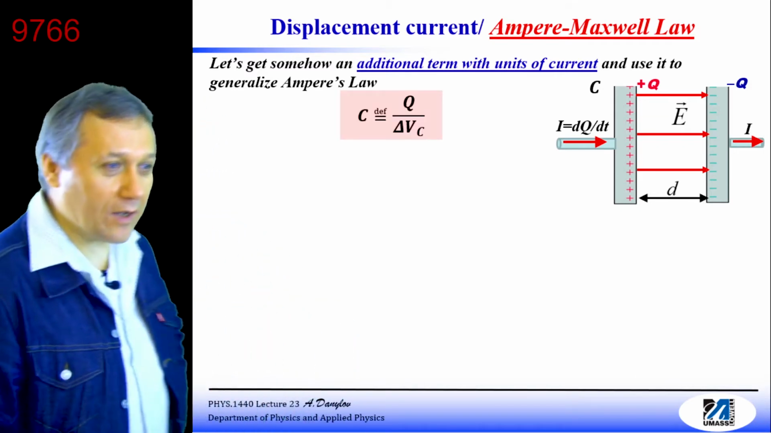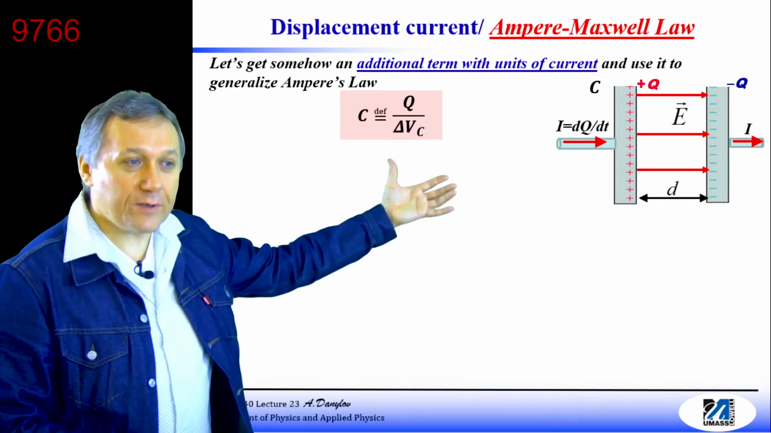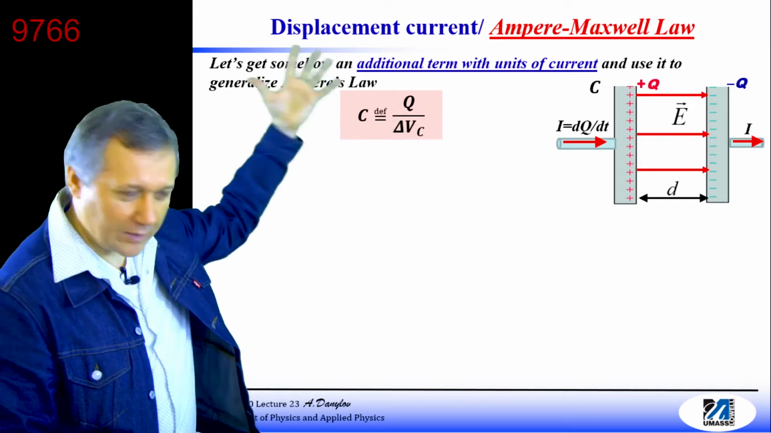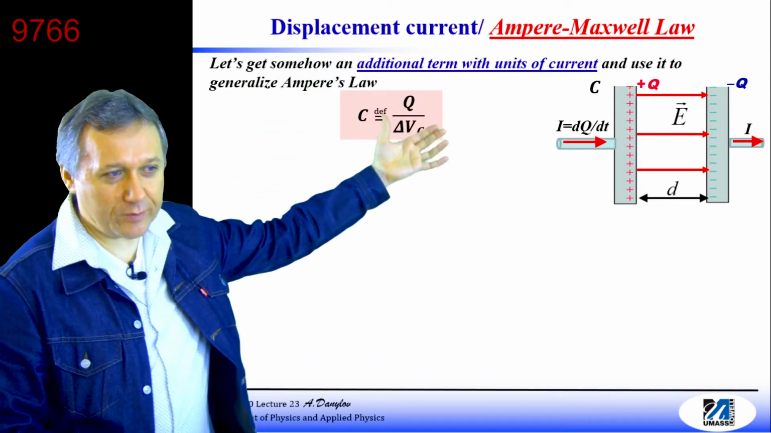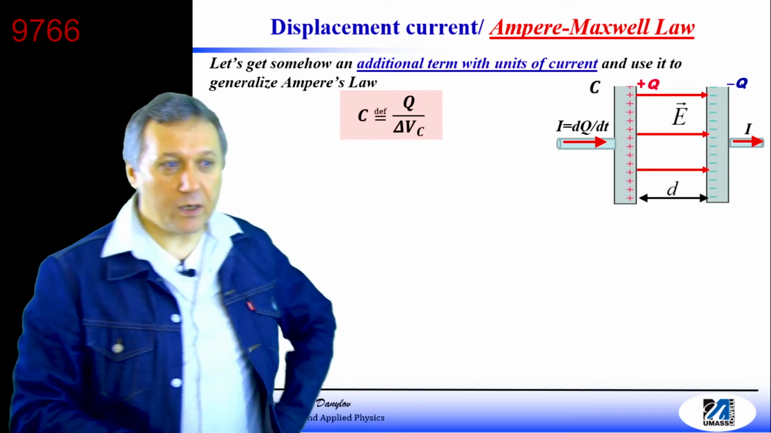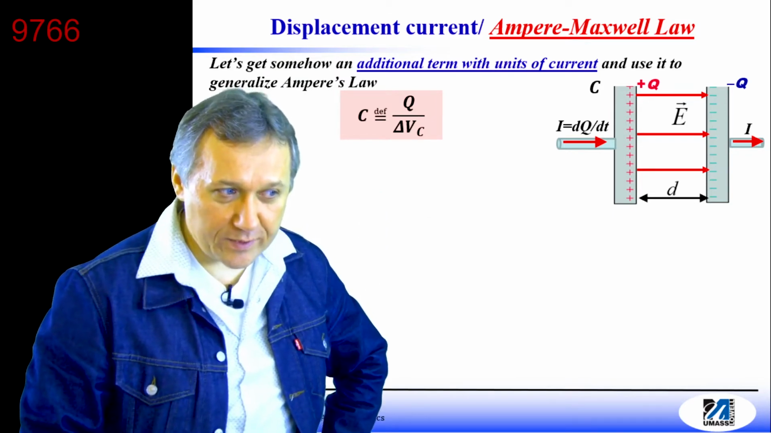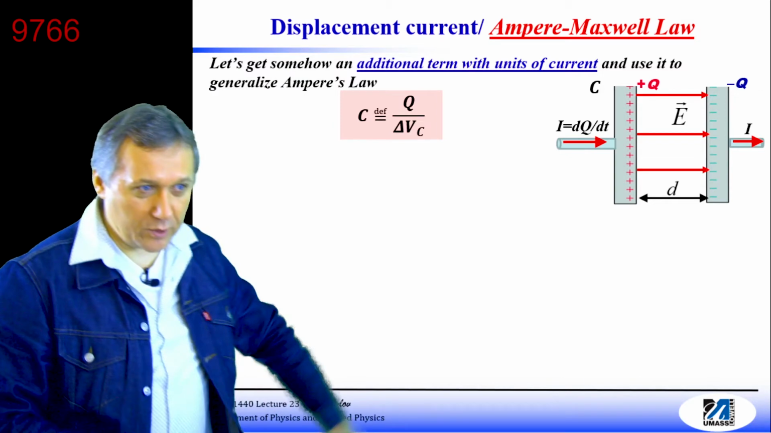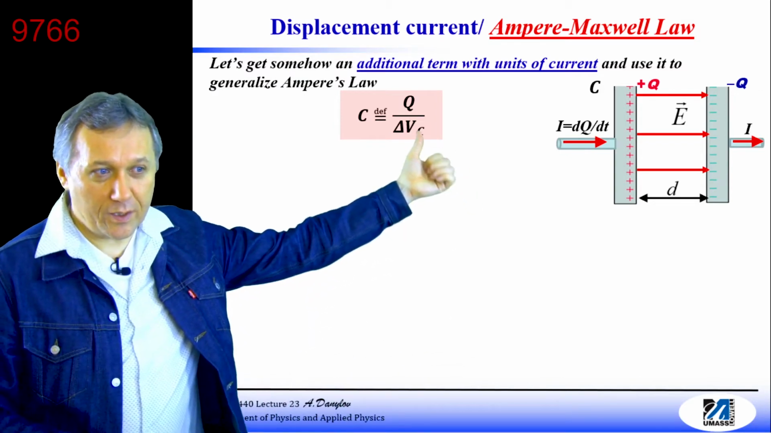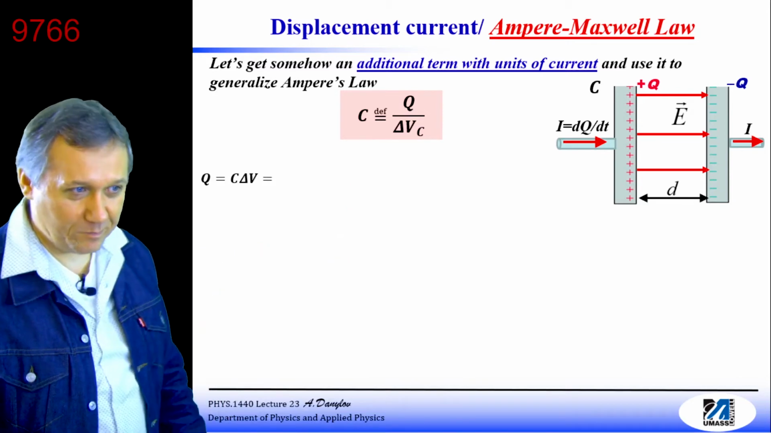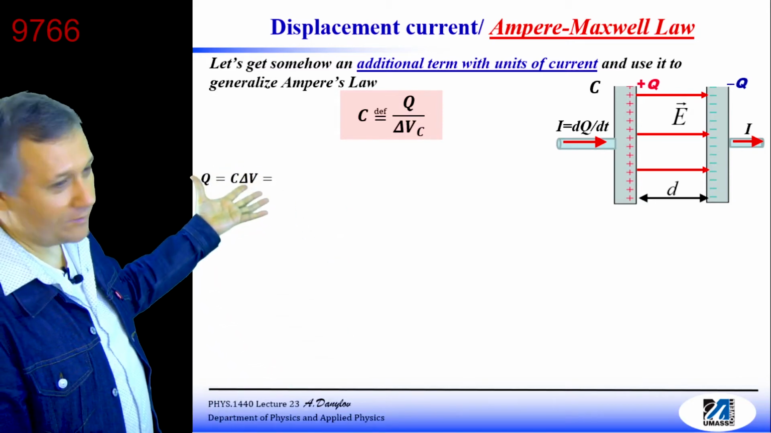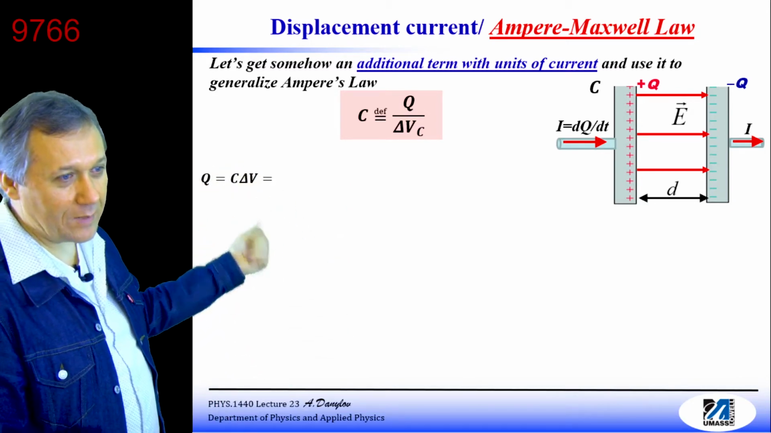Okay, so let's do it. So where can we get the charge? From the definition of capacitance. You remember, like, months ago we introduced it. Capacitance equals the ratio of charge divided by the potential difference between the plates of the capacitor. Okay, so of course we can solve it for Q. Q will be equal to capacitance times delta V. So to begin, C times delta V.